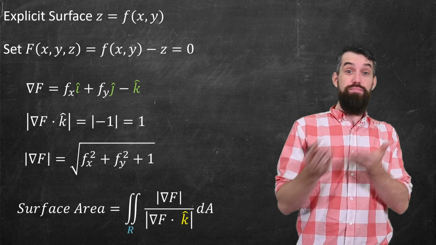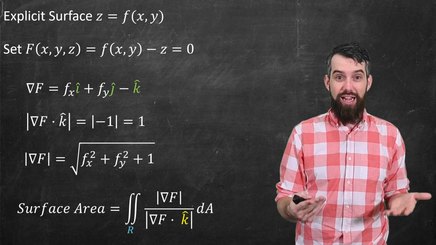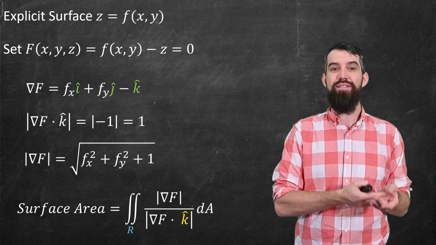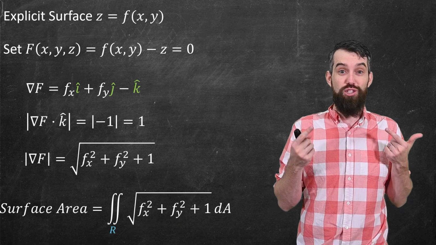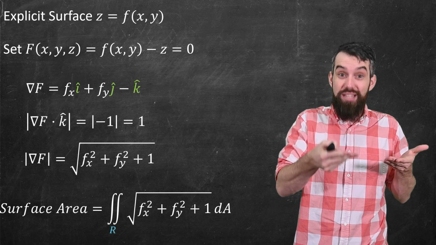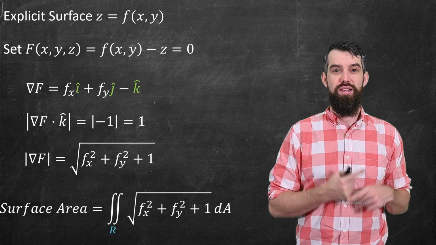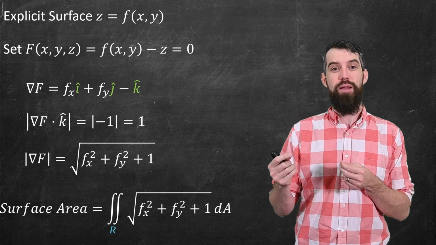So our formula that we just were talking about is the double integral over the region of this fraction, the length of the gradient of F over the absolute value of the gradient of F dotted with k hat. And so just plugging those two things in, on the top I get the square root of fx squared plus fy squared plus 1. And on the bottom I just get 1, so I won't even bother writing it down. So this is our surface area formula for an explicitly described surface.